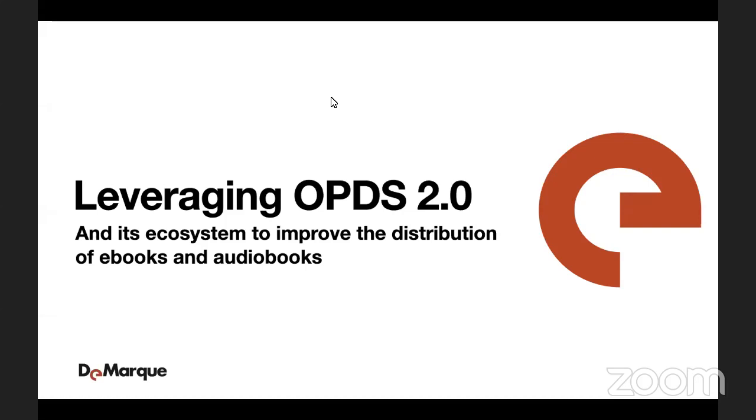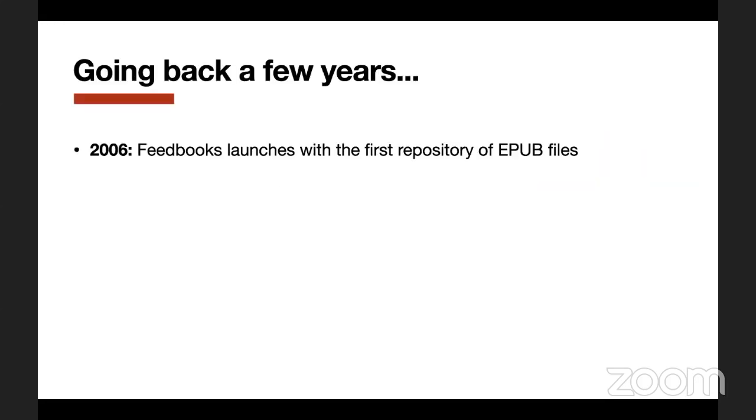So I'll start by going back a little bit and going through a bit of history. We could actually trace back the very beginning of the work on OPDS with the launch of Feedbooks in 2006. Feedbooks was really the first repository of EPUB files. Before that, there were probably about a dozen EPUB files out there, mostly test files. It was really the first time that we had hundreds of EPUB files available.